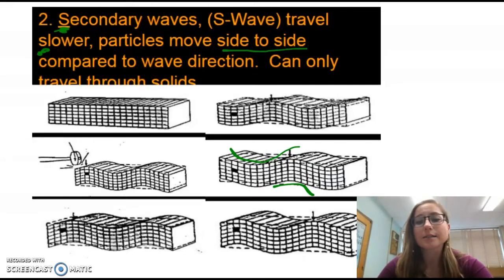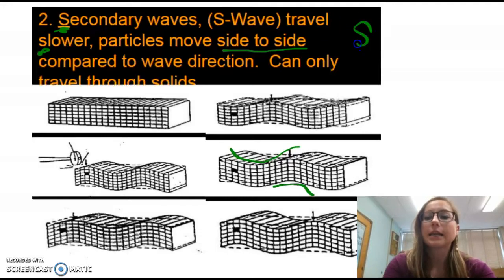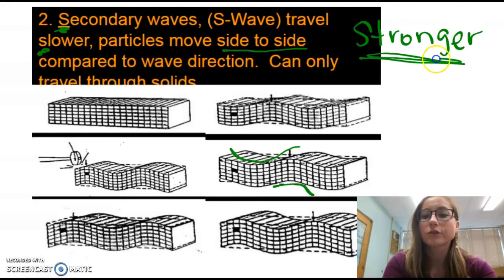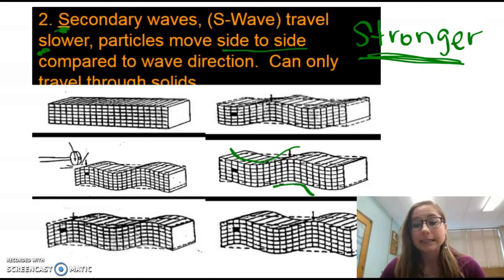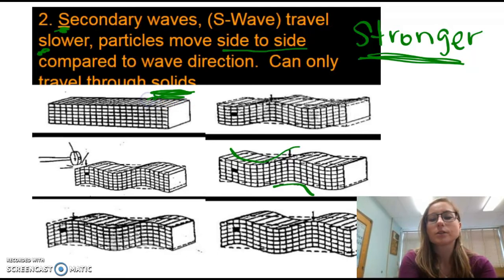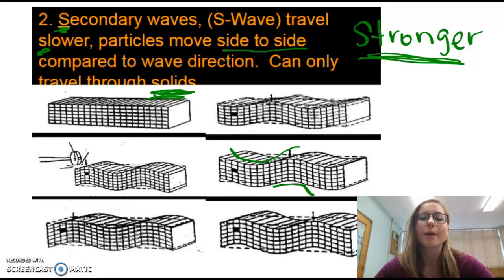Because it does move side to side, it is stronger, which means that these waves are more destructive to our landscapes, to buildings, to what we really associate an earthquake with, which is damage. These waves also can only go through solids. We'll talk a little bit later in the unit about why that's important to remember. So S waves can only travel through solids, they move side to side, and they are slower.